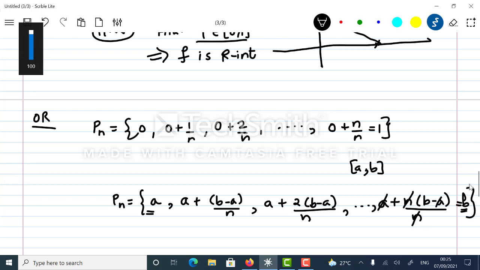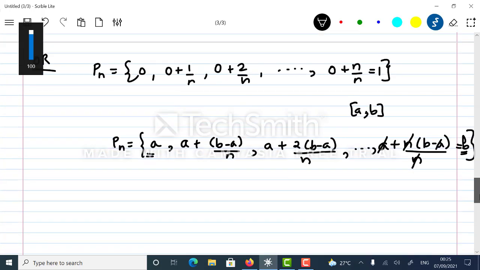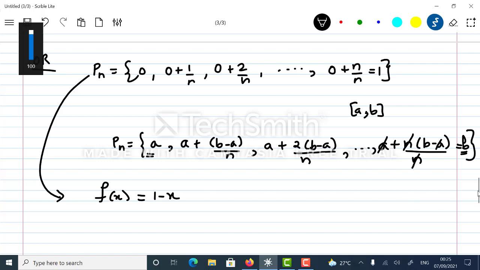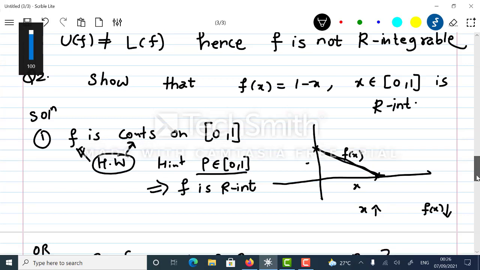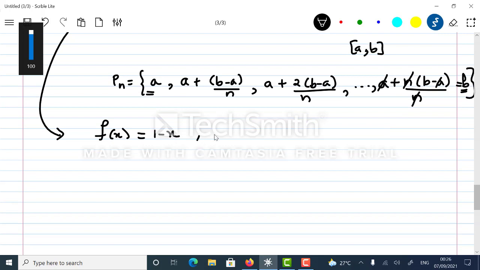So now with this I can go ahead, I have Pn. You can see that f of x, which is 1 minus x, is a decreasing function. As x increases, f of x decreases, so definitely it is a decreasing function. See, this is one more solution I can say.